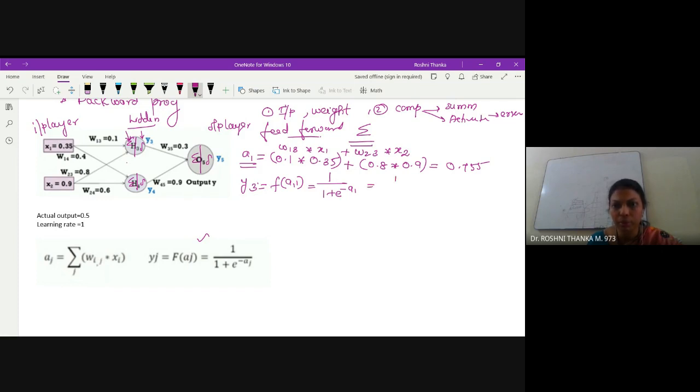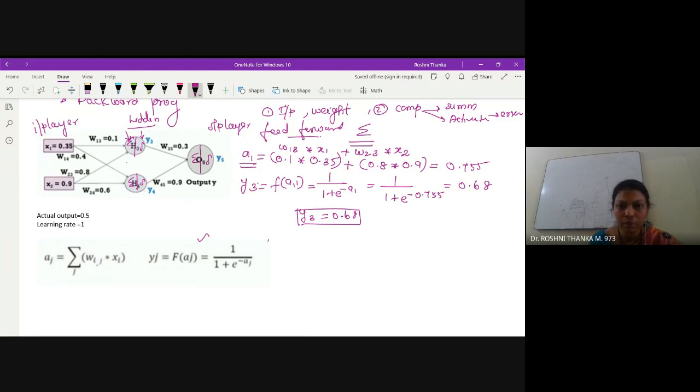So that is equal to 1 by 1 plus e to the power minus 0.755. If you calculate the value, you will get 0.68. So for this computational unit, for y3, we got the answer: y3 is equal to 0.68. Now we found the output for this computational unit. Similarly, we have to do it for this one.